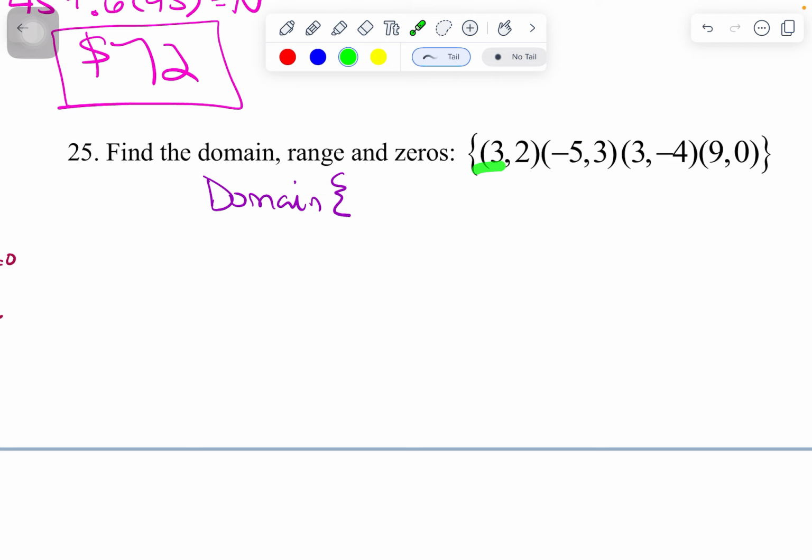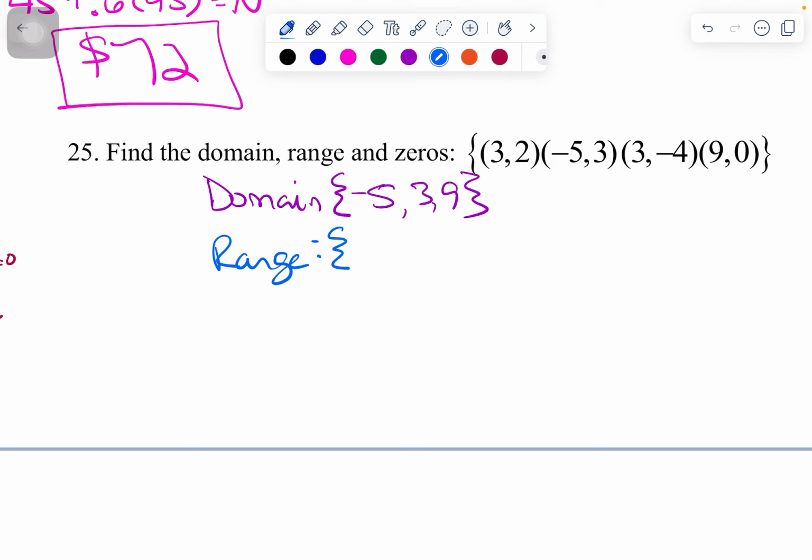Now, 3 got repeated. So I'm only going to write it one time. Let's see what I've got here: -5, 3, and then 9. Range, those are going to be my y values. If I look at my y values, I've got 2, 3, -4, and 0.